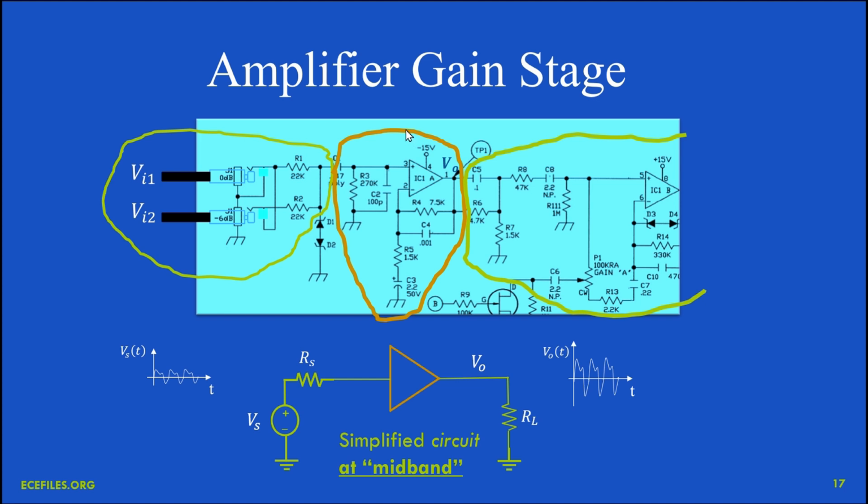But we can simplify it a lot if we examine it at what we call midband, which in this case I'm going to take as audio frequencies from about, say, 100 hertz up to 10 kilohertz, or whatever the guitar puts out. And when we focus in on just those frequencies, we can do things like look at C2, which is 100 picofarads, and realize that the reactance of this is very large compared to the 270K and especially the 11K source resistance that's driving into it. So this capacitor acts like it's not even there for the audio signals that we care about.